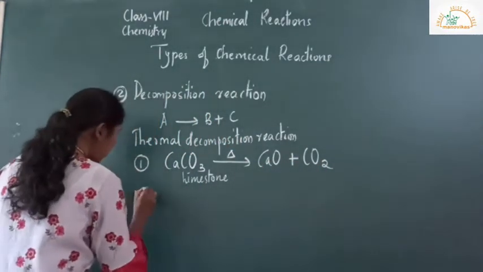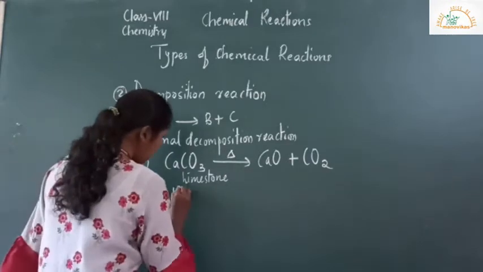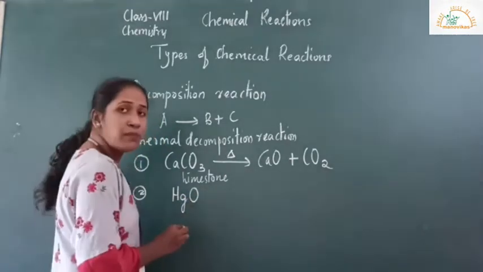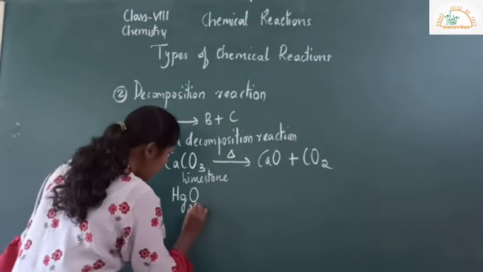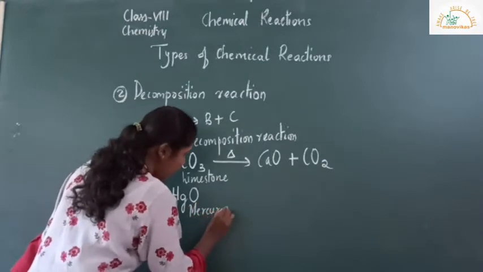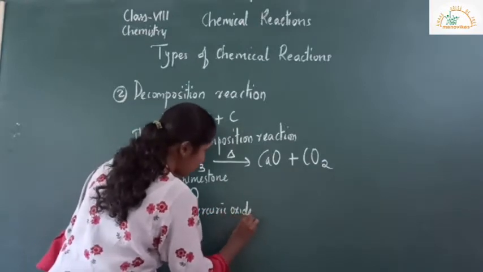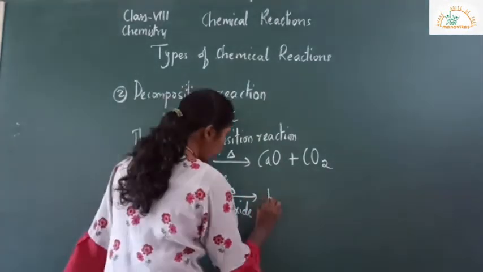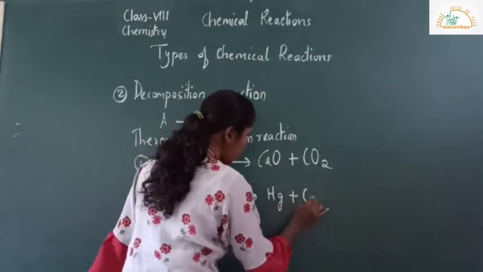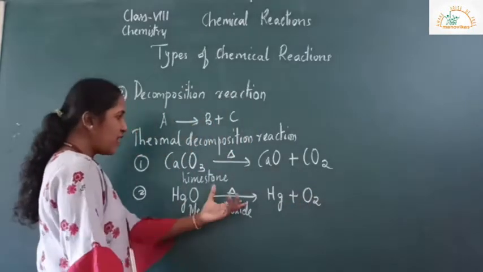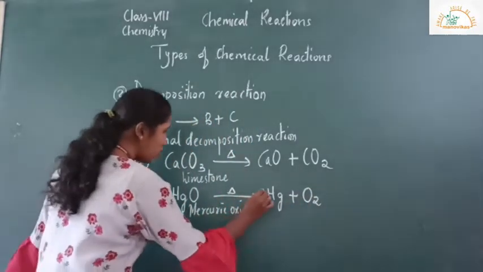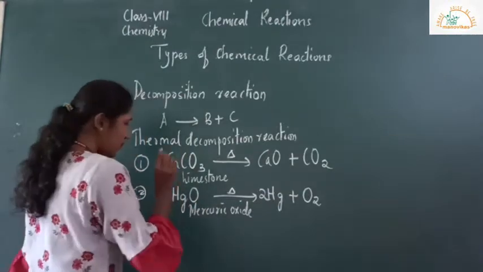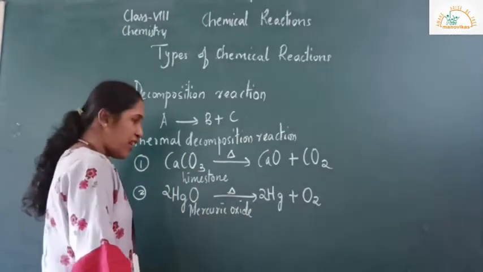One more example we can take is heating of mercuric oxide. HgO is mercuric oxide. So here it will get decomposed into Hg plus O2. Check if the equation is balanced. So here it is not balanced. So now the equation is balanced.